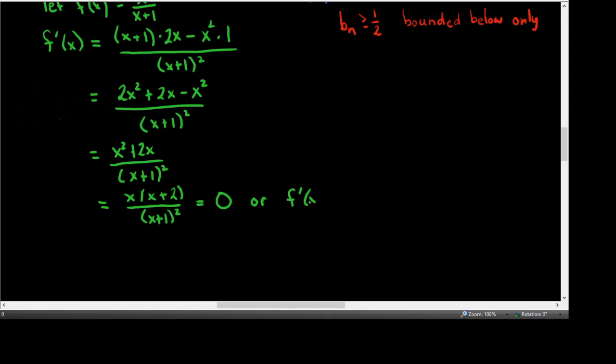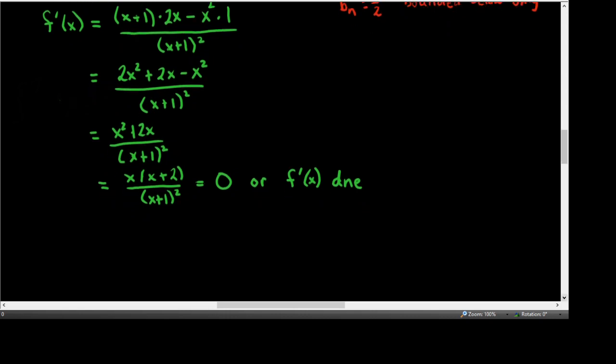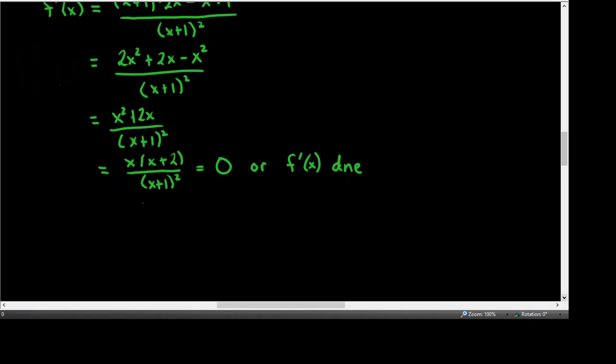So you can have a critical number for a function anytime the first derivative equals 0, or the first derivative doesn't exist. So the only way a fraction can equal 0 is if the numerator is 0 and the denominator is not. So that would be when x times x plus 2 is equal to 0, which occurs at 0 and negative 2.